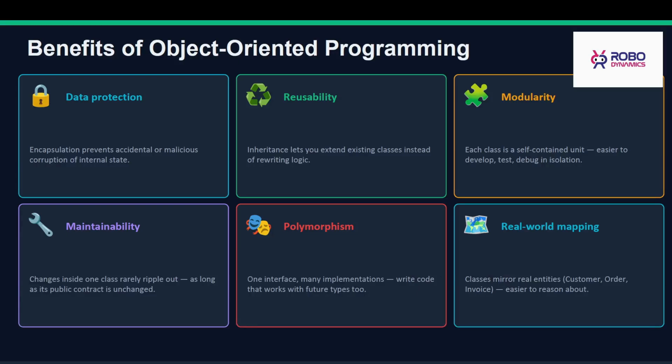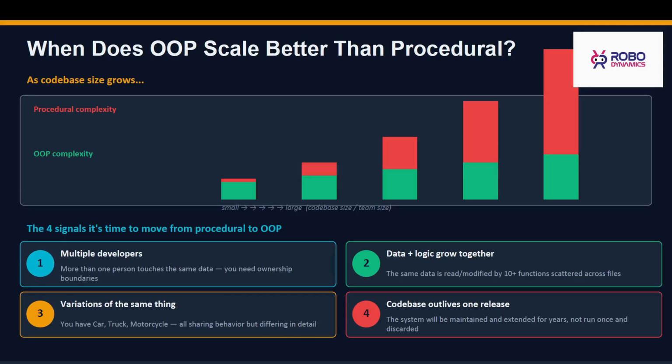What are the benefits of object oriented programming? Benefits are data protection, reusability, modularity, maintainability, polymorphism. I love this concept, and real world mapping. I don't want to talk much about it right now. I will get into it in detail. Modularity is achieved by packages. Got it? Reusability is achieved by inheritance. Data protection is achieved by encapsulation. Maintainability is if a class is well written, it is maintainable, right? Polymorphism is overriding, etc.